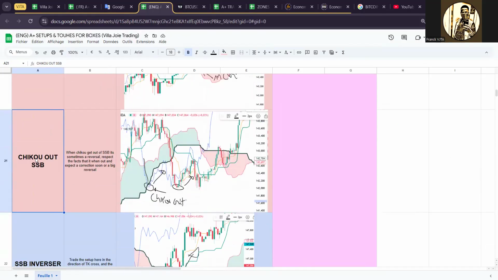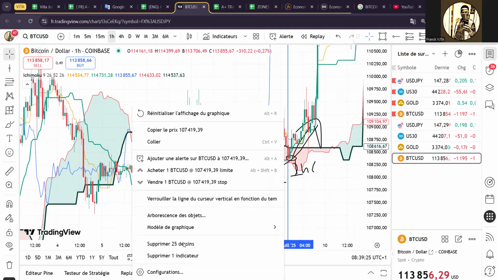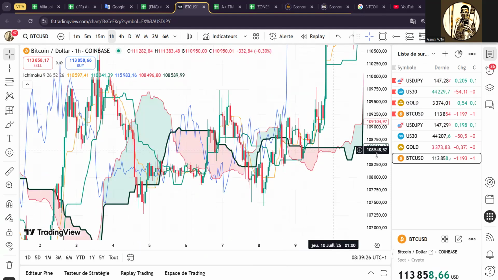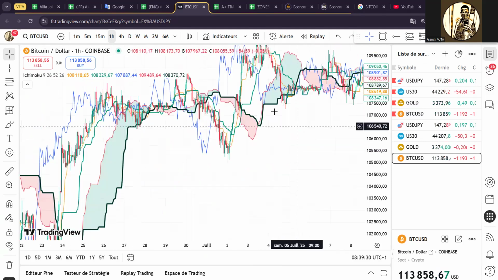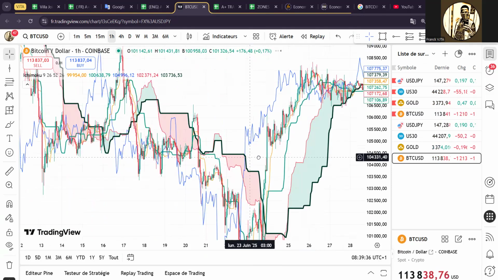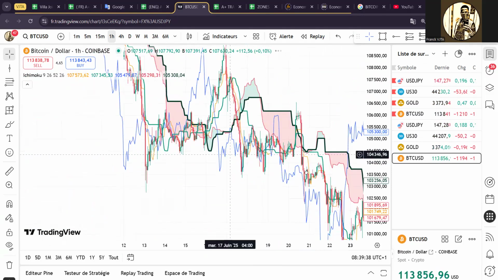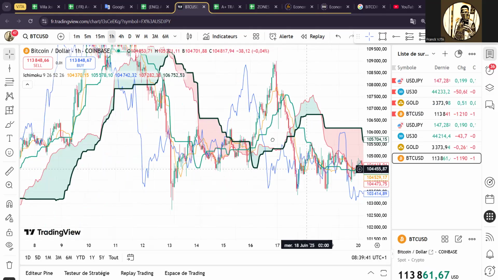So then we have a Chikou out of SSB. Chikou out of SSB is a particular setup where, when Chikou goes out of SSB, it is a reversal sign. Okay, it happens a lot, more than you think. Okay, let us take this one. It is a retracement sign or a reversal sign.